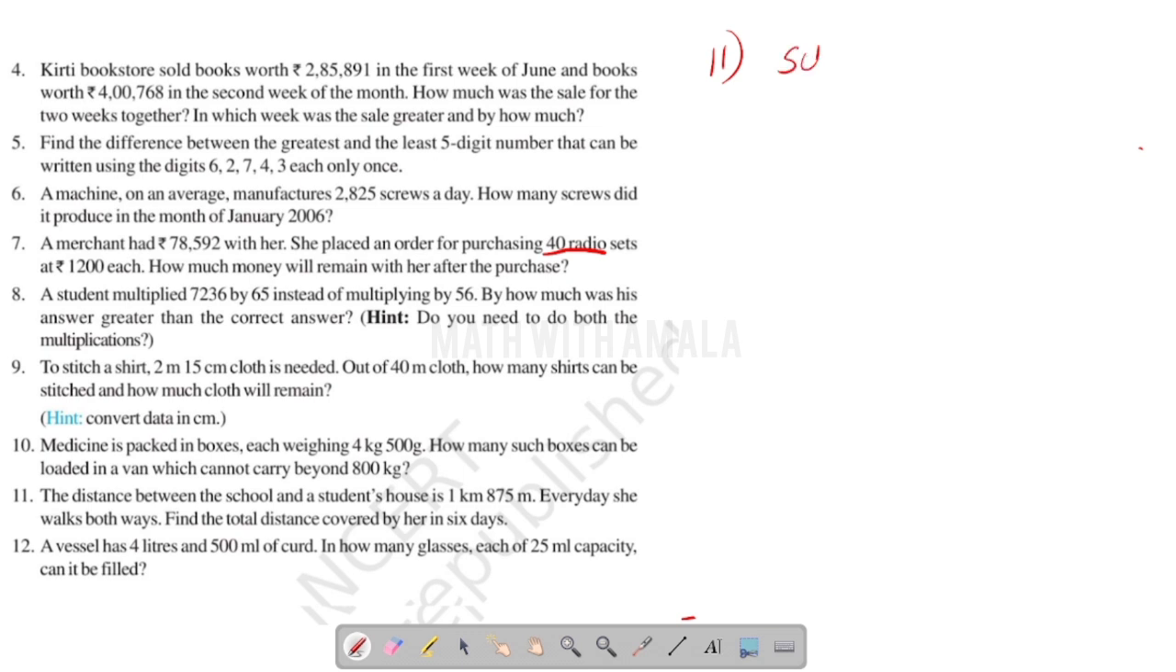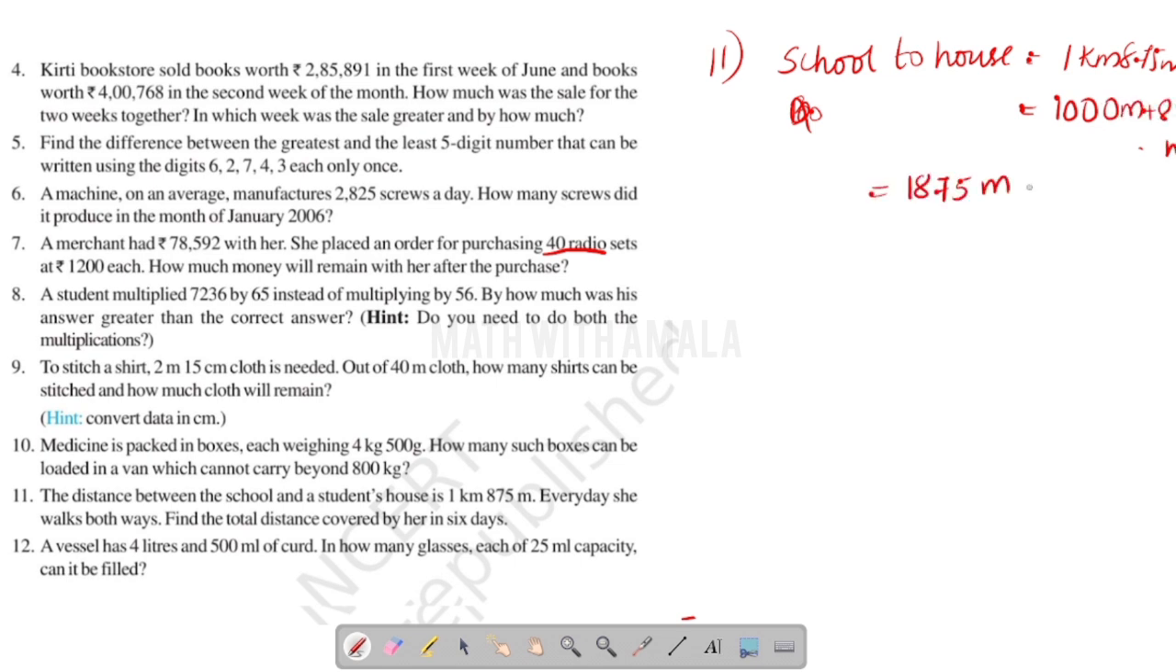11th question. The distance between the school and a student's house is 1 kilometer 875 meter. Every day she walks both ways. Find the total distance covered by her in 6 days. So she walks from her school to house, or house to school, 1 kilometer 875 meter. So 1000 meter plus 875 meter is 1875 meter. When she walks both ways, she will get 2 into 1875, that is 3750 meters in both ways.